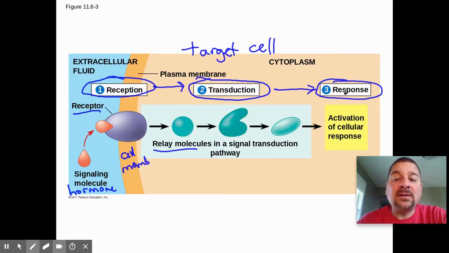In the next couple of videos, we want to take a closer look at each one of these steps in each of those videos.